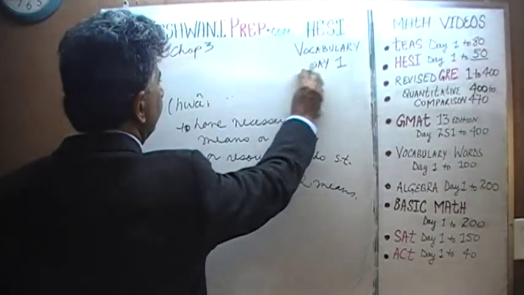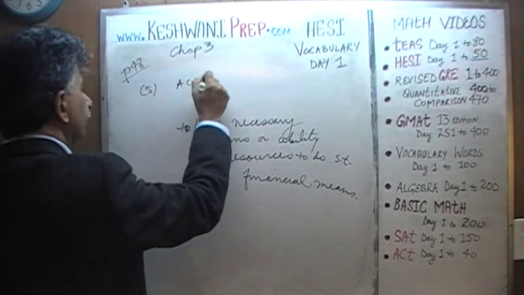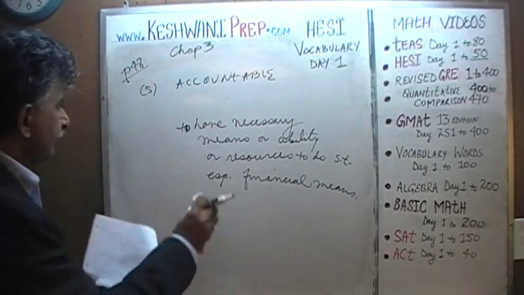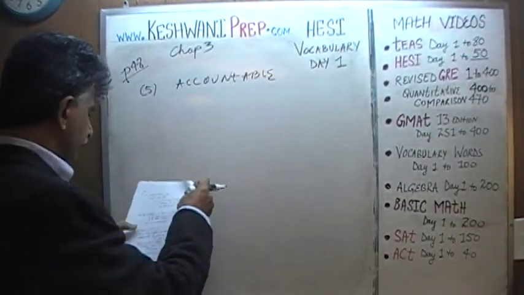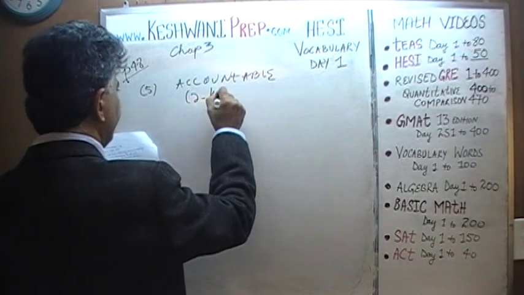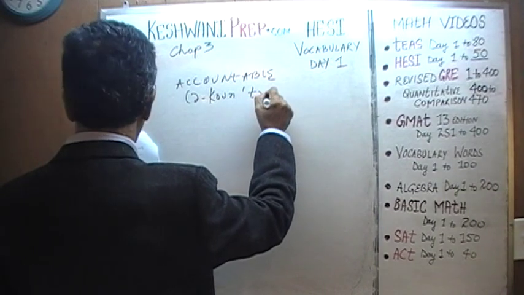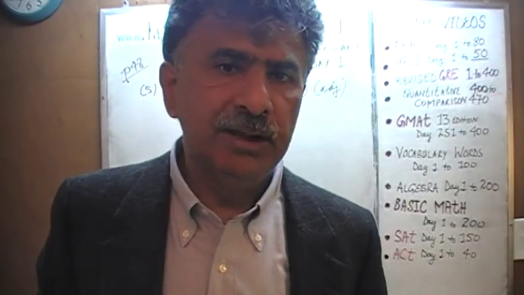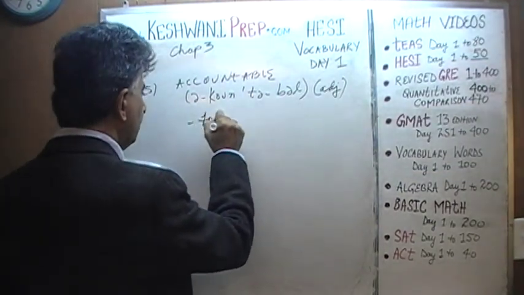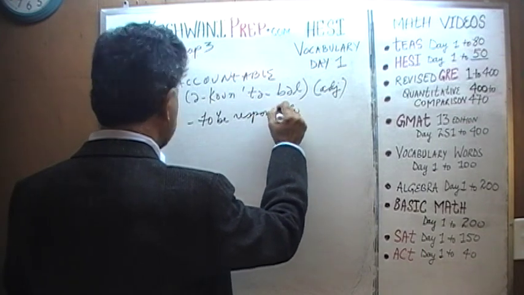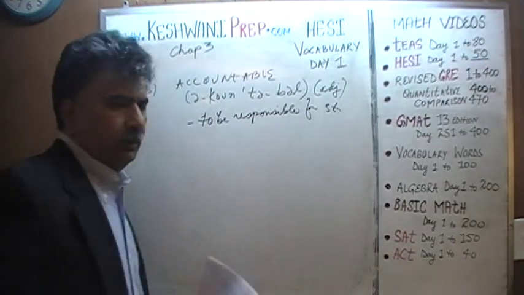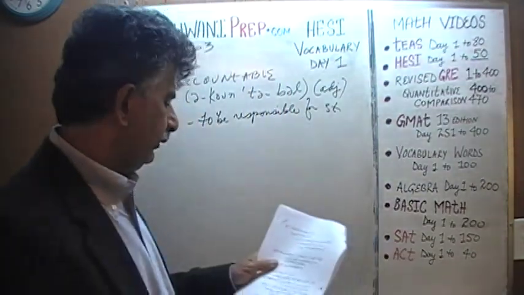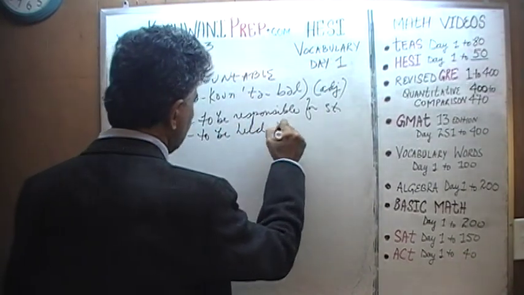Number 5. Accountable. What does it mean to be accountable? To be held accountable for something means to be responsible for something. If I'm accountable for this project, if I'm accountable for it, I will be held responsible for it. It is my duty to be held liable.